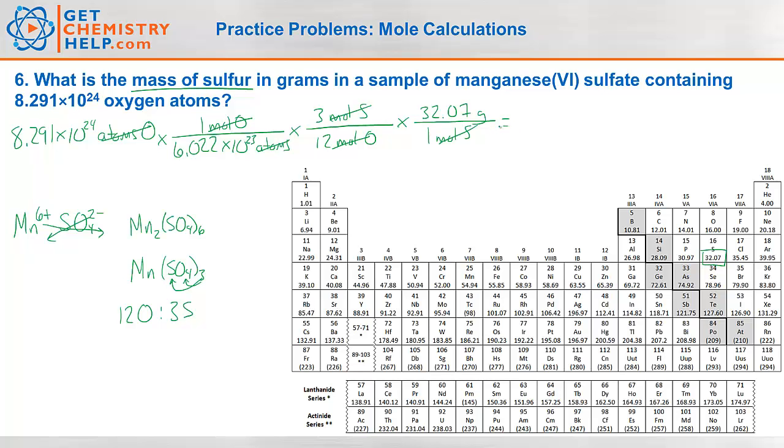Okay, how about significant digits? 8.291, that has 4. 6.022, that has 4. 3 and 12, those are both exact. 32.07 has 4. So our fewest is 4. So I got 110.3 grams. So that is the mass of sulfur.